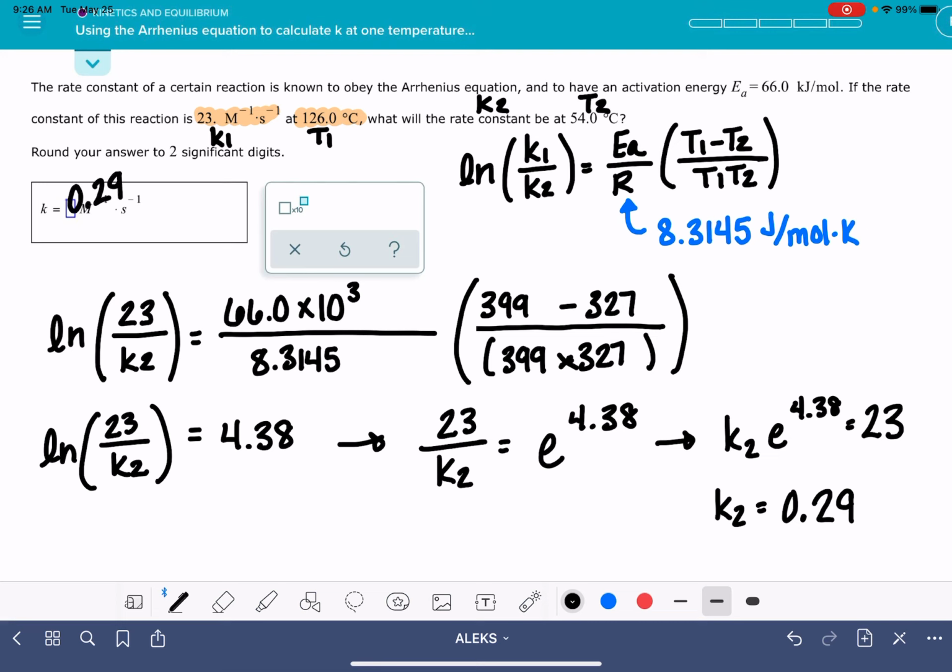This is a pretty math heavy problem, so it's kind of a good idea to think a little bit about whether this number makes sense. The temperature has dropped quite a bit, which would be consistent with the reaction slowing down and the rate constant decreasing. So this looks like a pretty solid answer.